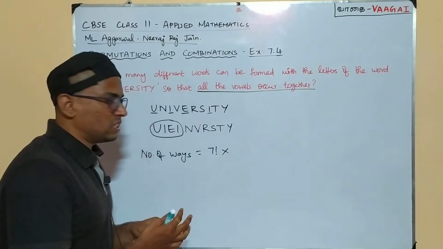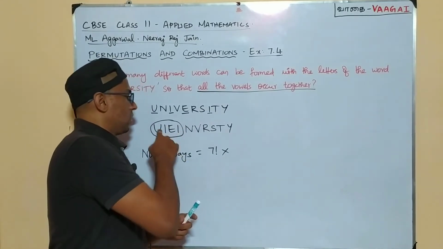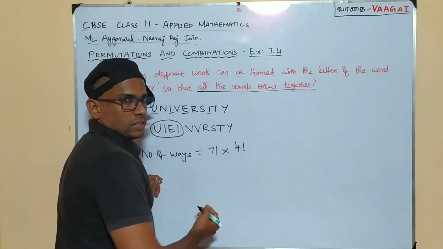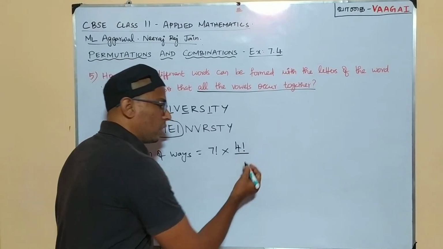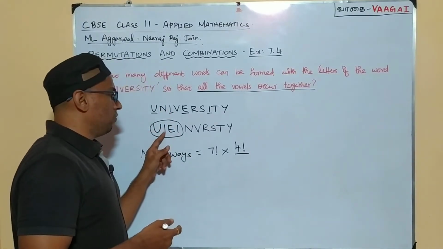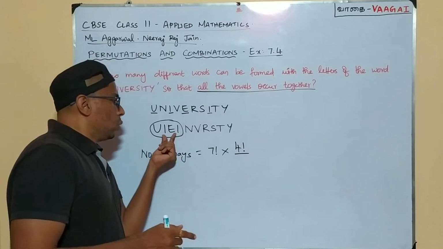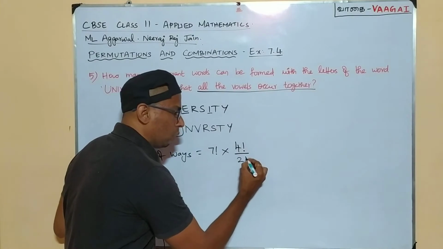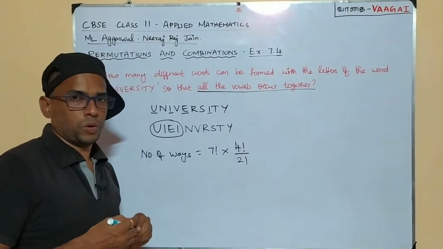How many ways can we arrange these 4 vowels? There are 4 vowels here, right? So that means 4 factorial. But hold on, again we have to divide this 4 factorial by what? Now see here, out of these 4 letters, 2 of them are identical. So for that reason, I have to divide this 4 factorial by 2 factorial. I hope you understand the reason, right?